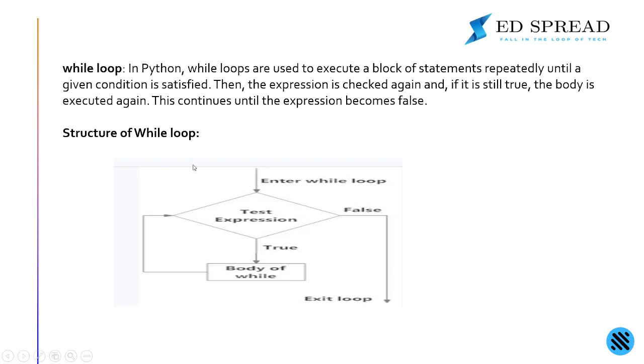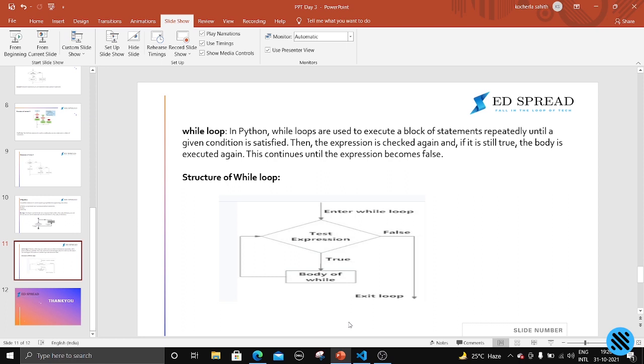Okay, so let us see the structure of while loop. Entering the while loop, the condition will be there. If the condition is true, then the body of while, that is nothing but the statements inside the while block, will be executed, or else it will just exit the loop. That is nothing but it will just stop executing it.